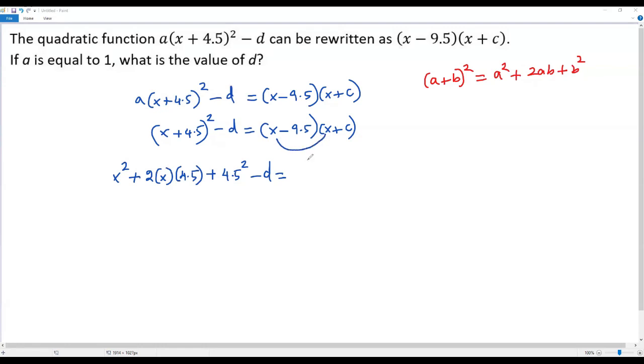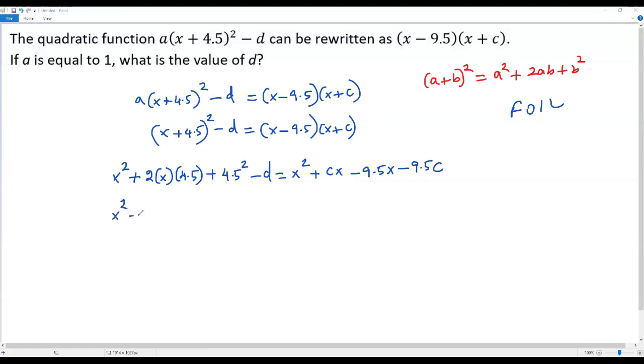For that we have to distribute, I mean, I can use the FOIL method. FOIL means first, outer, inner, last. So first I multiply the first terms, then outer terms, inner terms, and last terms. When I multiply the first terms x and x, I'm getting x square. When I multiply the outer terms x and c, I'm getting cx. When I multiply the inner terms, negative 9.5 and x, I'm getting negative 9.5x. And now I multiply the last terms, negative 9.5 and positive c, I'm getting negative 9.5c.